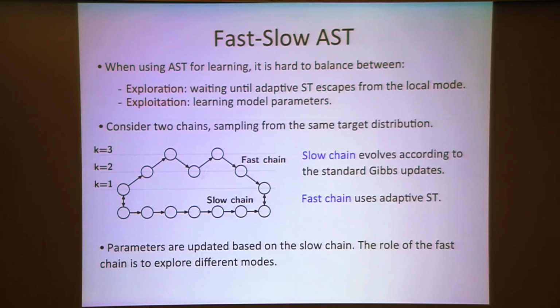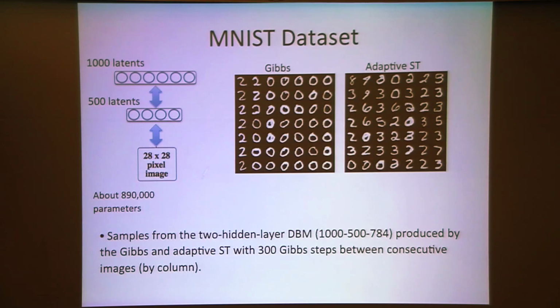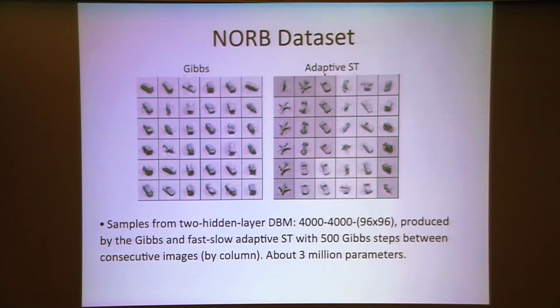Okay, so here I just wanted to show you that you can design a two-chain type of algorithm where you have a slow chain, which is your standard Gibbs sampler, and you have the fast chain that uses adaptive simulated tempering that moves around different temperature levels and tries to really explore the space. Right, so here's an example of the Gibbs sampler. Again, it just gets stuck, and this is what adaptive simulated tempering does. Notice that it moves around the space, and from an algorithmic standpoint, it's only twice as expensive as just doing standard Gibbs. And you can get much better models.